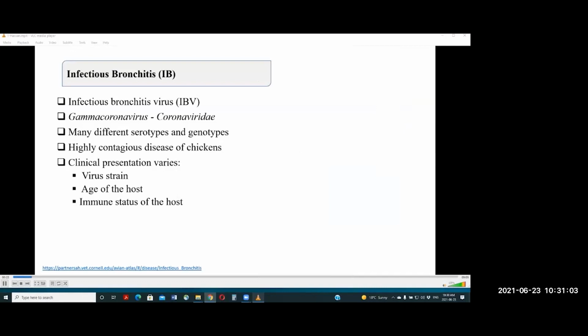Infectious bronchitis virus is a gamma coronavirus that belongs to the family Coronaviridae. The virus exists as many different serotypes and genotypes, which complicates the process of disease control. The disease, known as infectious bronchitis, is a highly contagious disease of chickens with a clinical presentation that varies with the infecting virus strain and the age and immune status of the host. The disease is primarily characterized by respiratory manifestations.